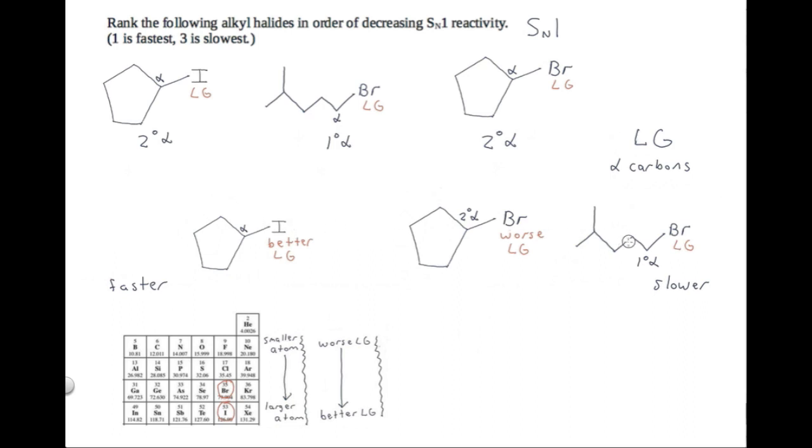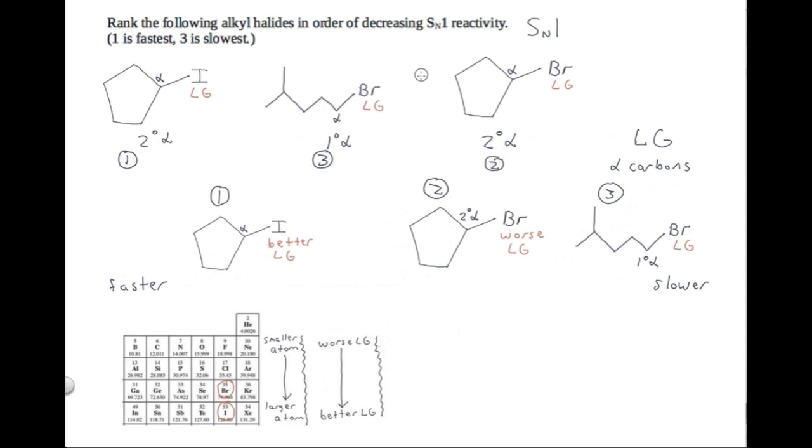So now we've completed our ranking and we can put in our numbers. We can say this will be number 1. Remember, we want number 1 to be the fastest SN1, then number 2, then number 3. So in the original molecules, we can say that this molecule will be number 1, the fastest. This molecule will be number 3, the slowest. And this molecule will be number 2, in the middle.